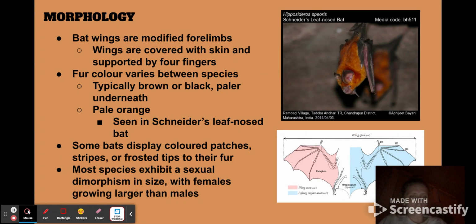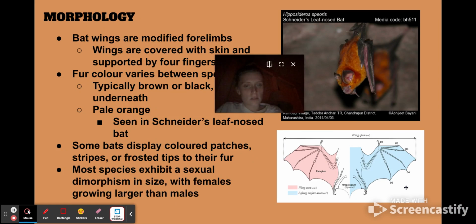So that pale orange is really pretty, but some bats also display colored patches, and I'll also move my thing so you can see this. Colored patches, stripes, frosted tips, so they have a lot of different morphological fur differences. Also, the females tend to be larger than the males, which is interesting, a sexual dimorphism.